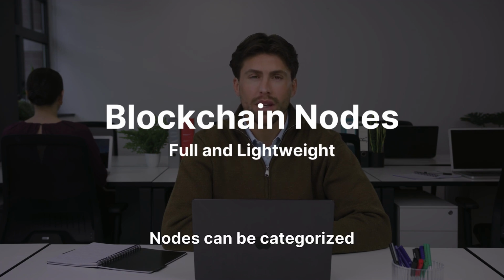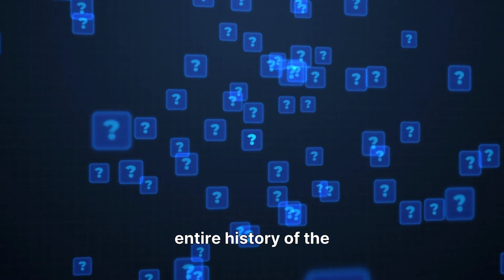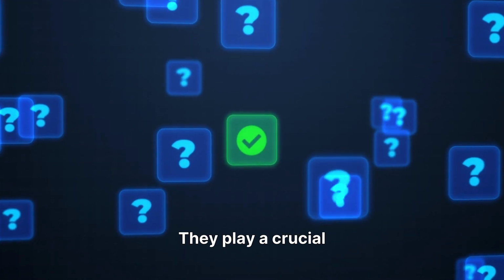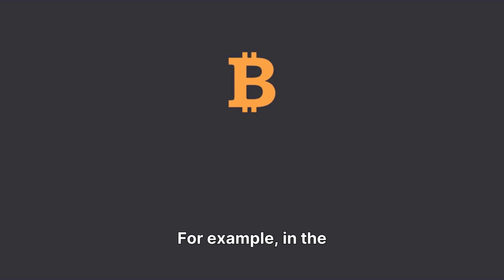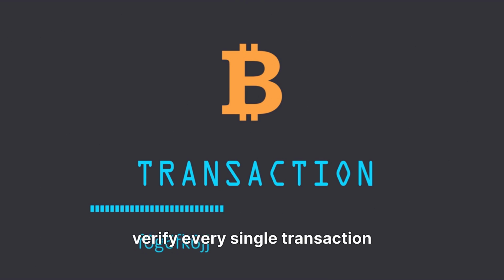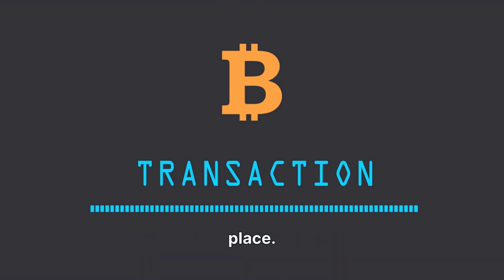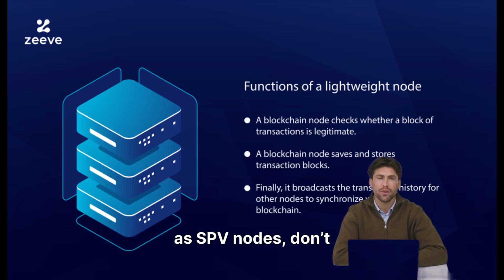Nodes can be categorized into two main types, full nodes and lightweight nodes. Full nodes store the entire history of the blockchain and validate transactions independently. They play a crucial role in maintaining the integrity of the blockchain. For example, in the Bitcoin network, full nodes verify every single transaction and block, ensuring that no fraudulent activities take place. On the other hand, lightweight nodes, also known as SPV nodes, don't store the entire blockchain.